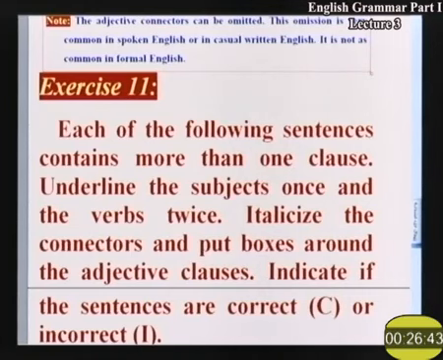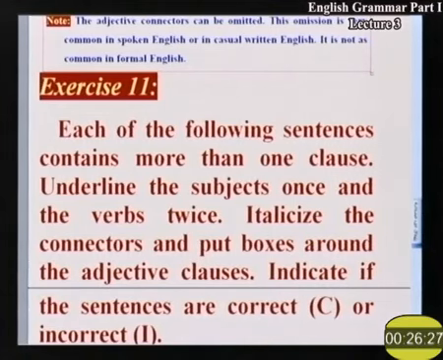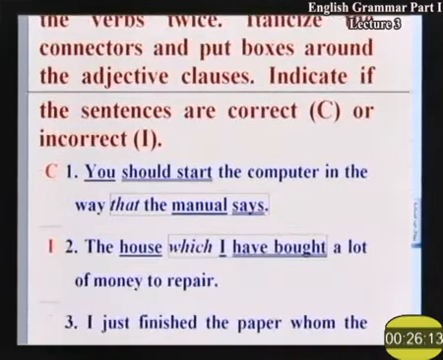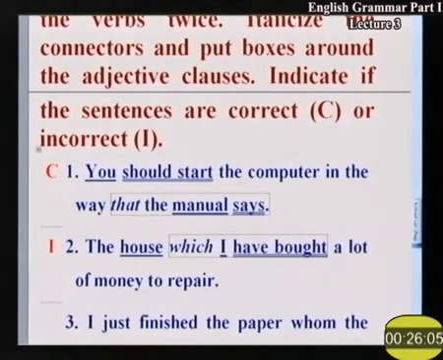طيب. Each of the following sentences contains more than one clause. Underline the subjects once and the verbs twice. Italicize the connectors. Italicize the connectors يعني الconnectors هنعملهم بالخط المايل italics. Write them in italics. And put boxes around the adjective clauses. ده اللي هتلاقوه في الاكسرسايزز وهي محلولة. Indicate if وبيتقال لكم ليه الجملة غلط، إذا كانت غلط ليه تبقى غلط هي كده وإزاي نصلحها. Indicate if the sentences are correct or incorrect. طيب تعالوا نشوف. You should start the computer in the way that the manual says.